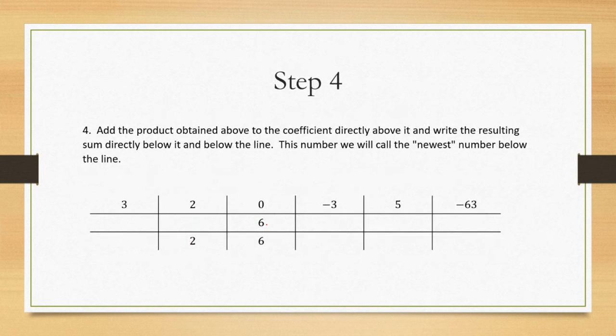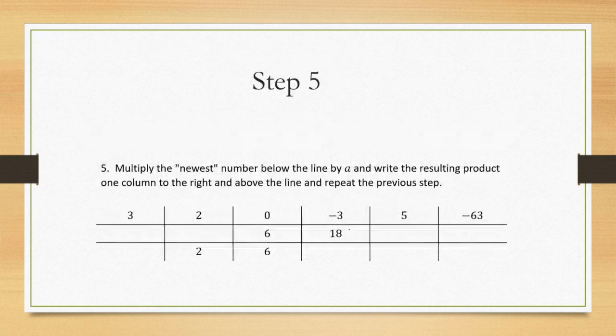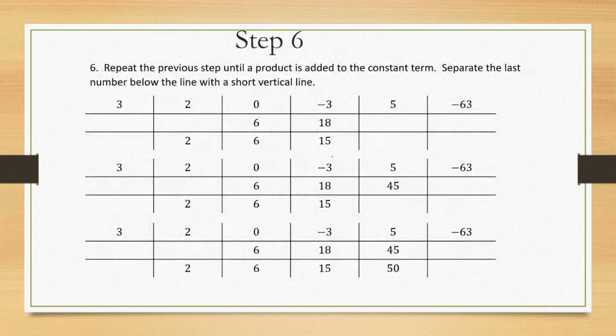And then you're basically going to repeat the process. Instead of multiplying 3 with 2, you're going to multiply 3 with 6, and that answer is going to go in this blank one. So 3 times 6 is 18, right? So 18 goes here. Then you're going to add -3 to 18, the top row in the column, and you get 15.